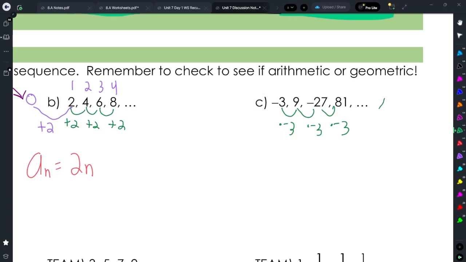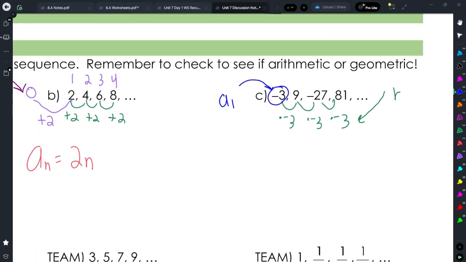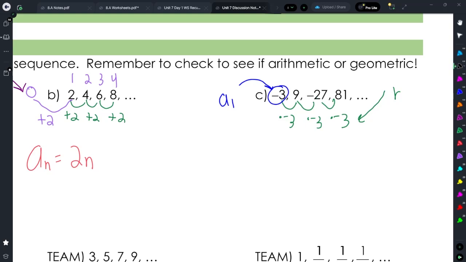So that means -3, this is the R value, or let's use lowercase like in the formula. And this right here, this is our first term. So we're going to use that formula from up here for geometric because we're multiplying each time. So our formula is going to be a sub n equals that first term, -3, times r, which is also -3, raised to the n minus 1 power.